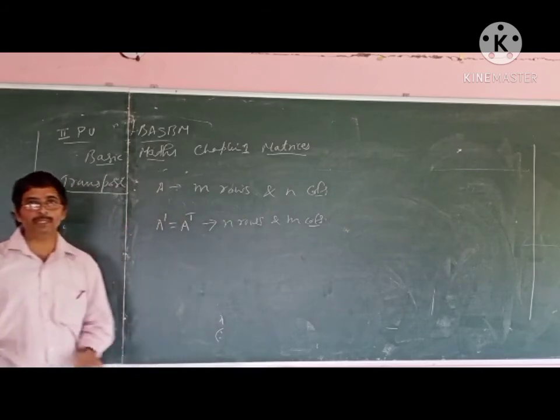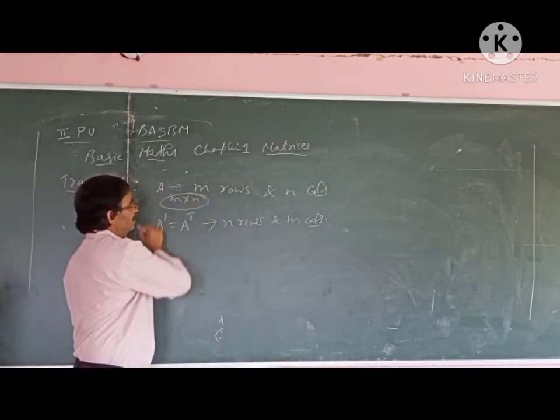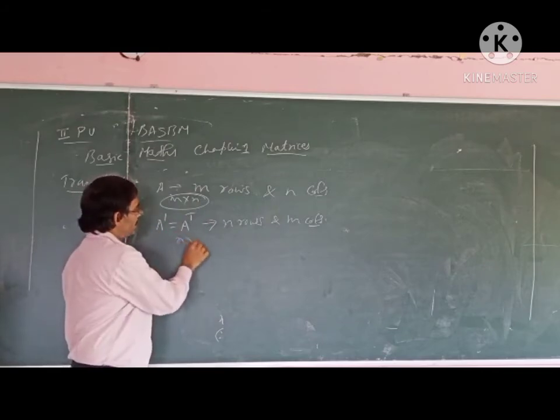So A is m cross n, and A transpose will become n cross m.